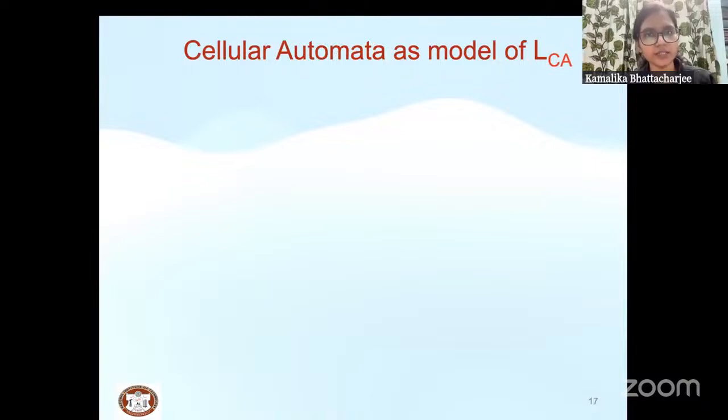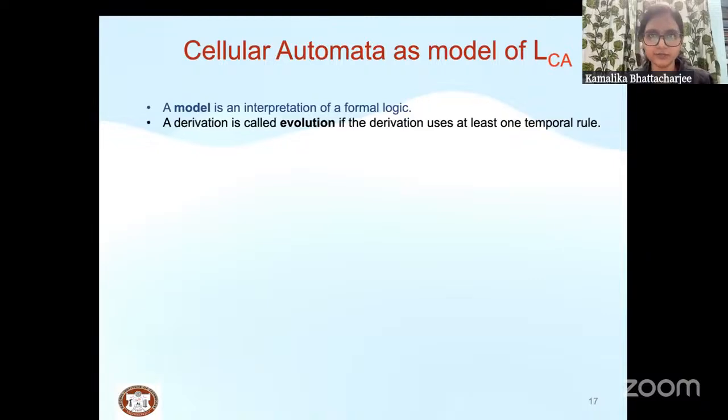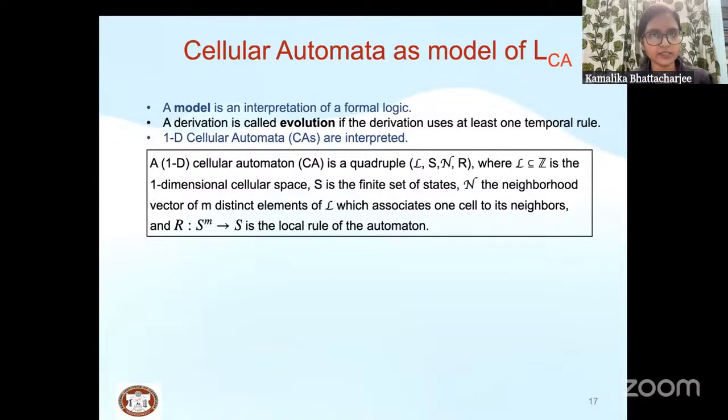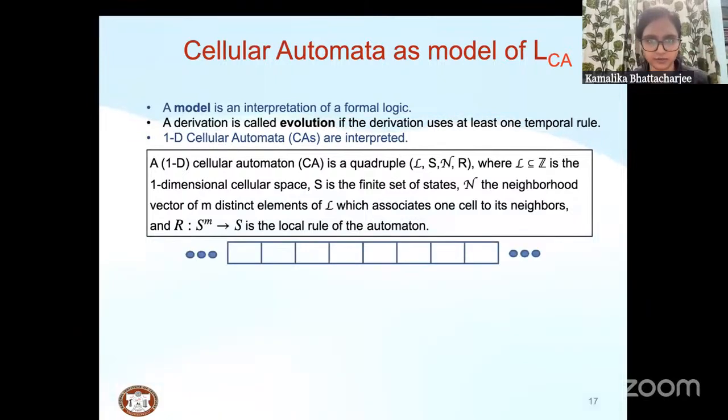Now we go into cellular automata as the model of this logic. A model is nothing but an interpretation. Here we define that a derivation is called an evolution if the derivation uses at least one temporal rule. A cellular automaton is a discrete dynamical system which evolves. So for cellular automata, we need to show that the dynamics of the CA can be represented as a derivation of this logic.